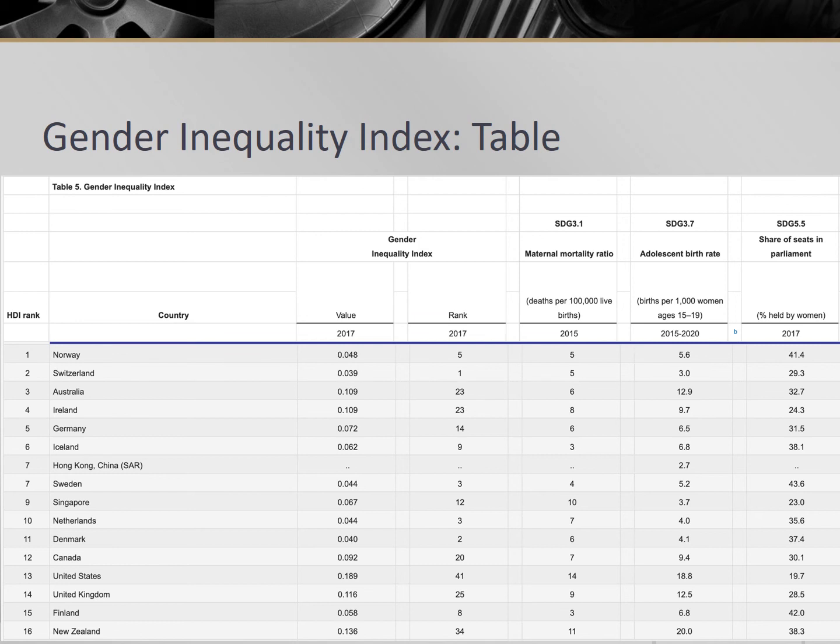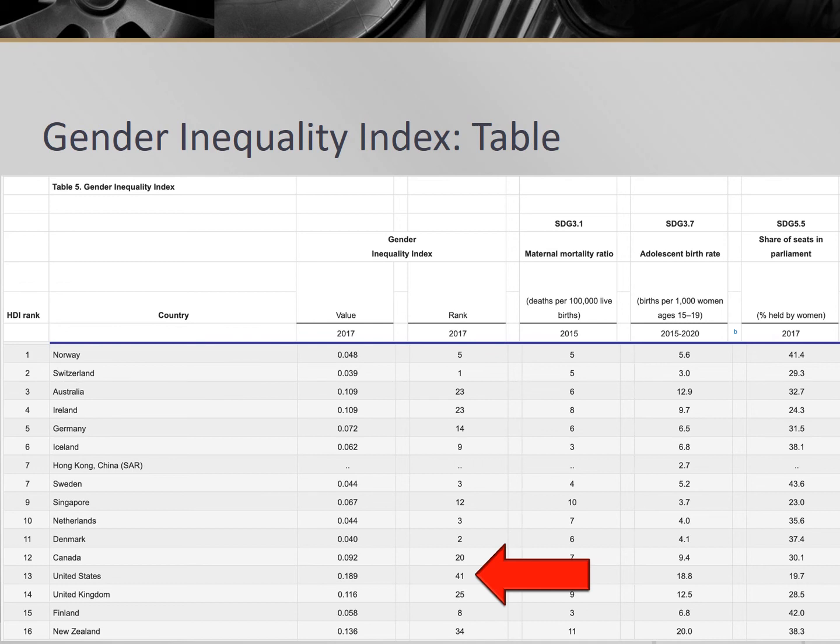So what about the United States? We rank 13th in the Human Development Index, but 41st when it comes to gender inequality. Compared to the other countries of the top 15 on the Human Development Index, we have the highest maternal mortality rate, the highest adolescent birth rate, the lowest percentage of parliamentary seats that are held by women, which for us would look at the Senate and the House of Representatives.